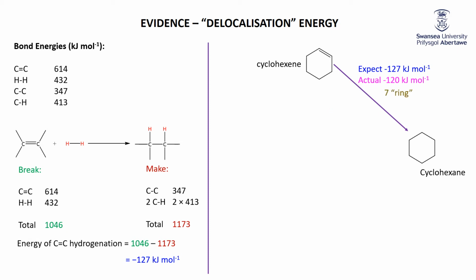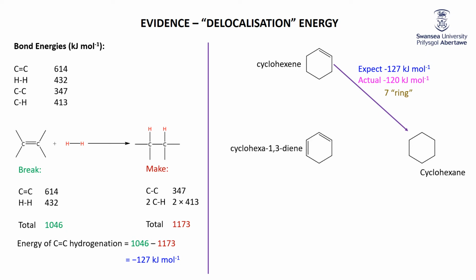That's a sign of a little bit of ring energy, okay, because you've got that ring there that's sort of straining things a little bit. Maybe when you make the bond longer, you get a little bit of energy back out, okay. So you expect minus 127, but actually only get out 120.